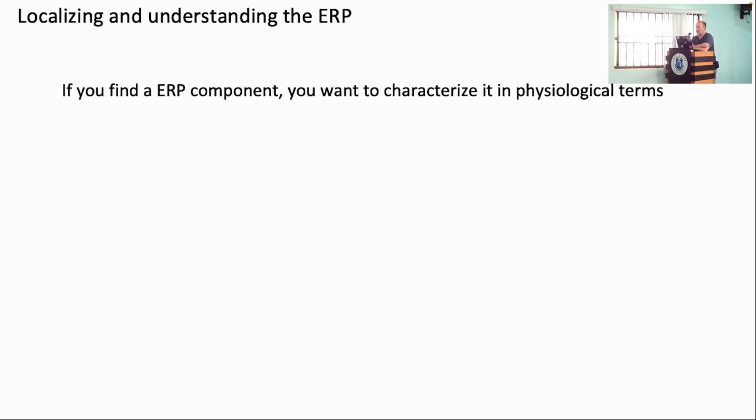Localizing and understanding the ERP involves that if you find an ERP component, you want to characterize it in its physiological terms. So you want to relate the ERP to the brain. The time or the frequency of brain activity are directly related to the cortical activity. So the EEG is really a direct and instantaneous reflection of what the brain is doing. So for understanding the temporal aspects of an ERP, well, you just have to look at the ERP.